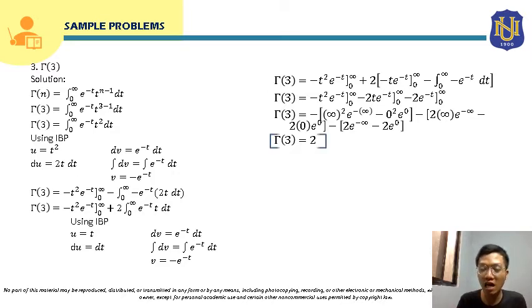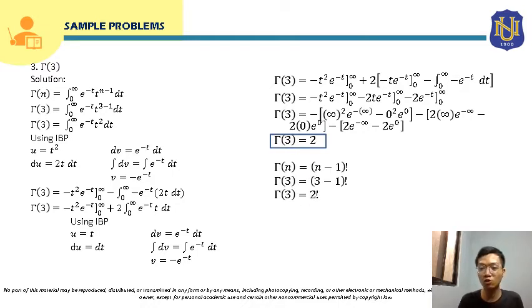So we can check this using our formula. For gamma of 3, that will just be 3 minus 1, that will be 2 factorial. And we know that 2 factorial is just 2 times 1. Okay, so 2 factorial is just equal to 2. So we have the right answer for this.